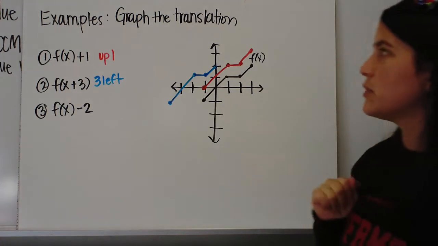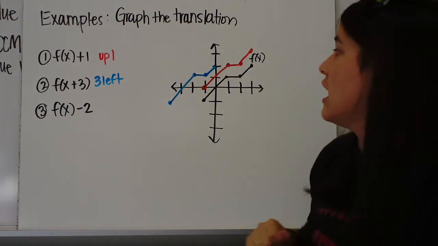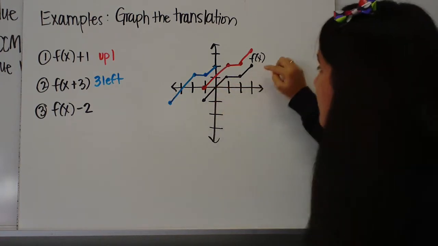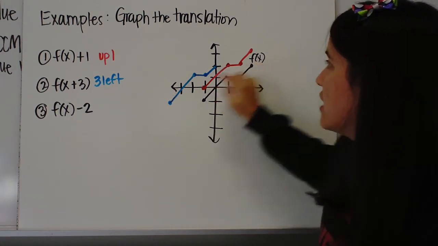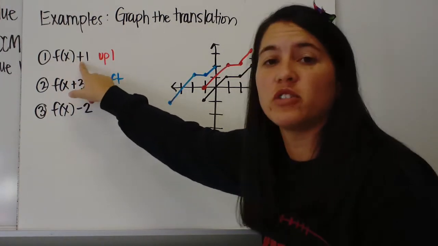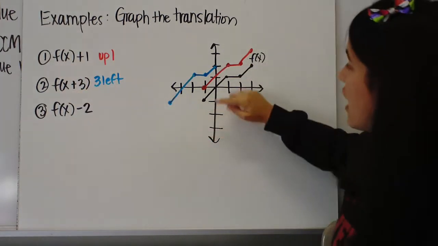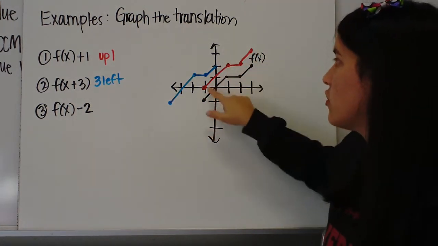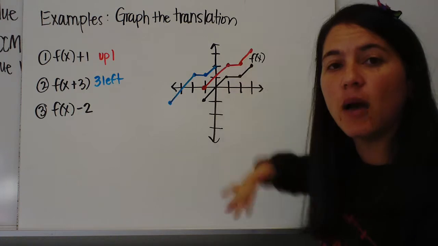Alright, so here are some examples of graphing. I have a coordinate plane, and this black line right here is the parent function, f of x. I wanted to translate it, f of x plus 1, which means we're going to go up 1. The red one, I took all the dots and I just went up 1 unit. So I've shifted it up 1 unit.